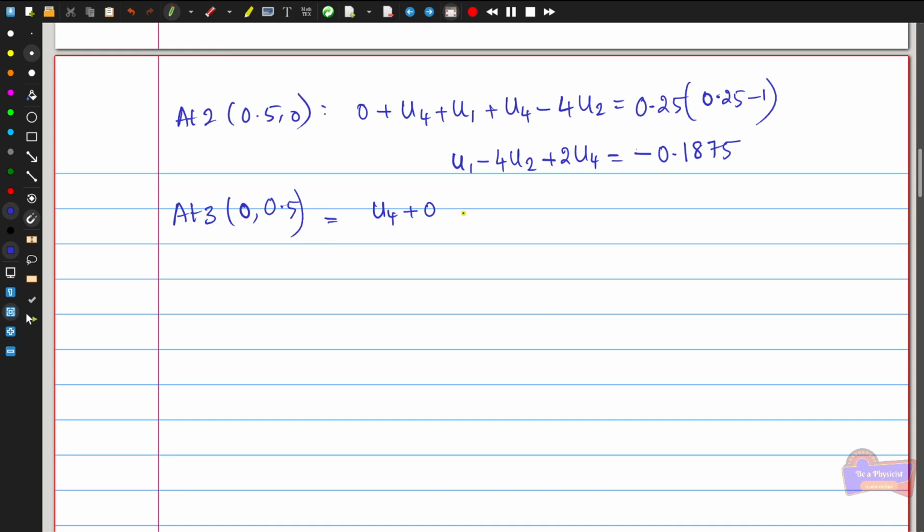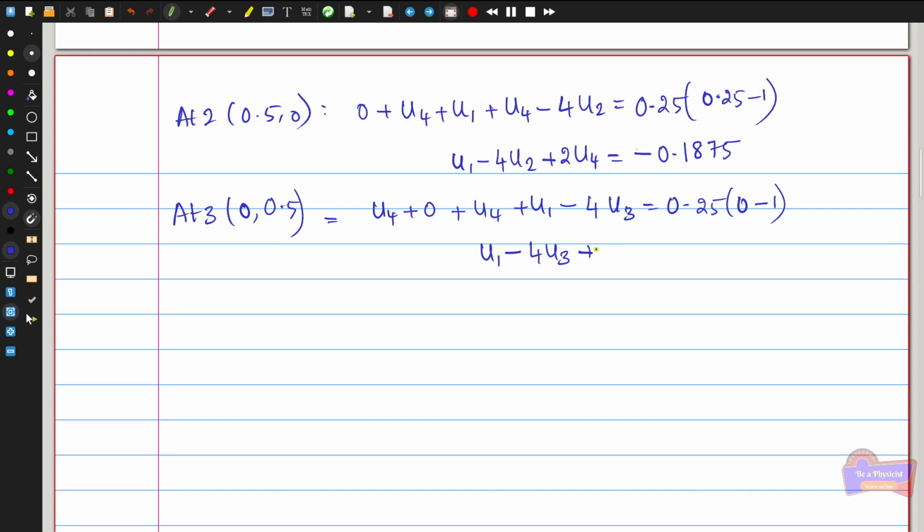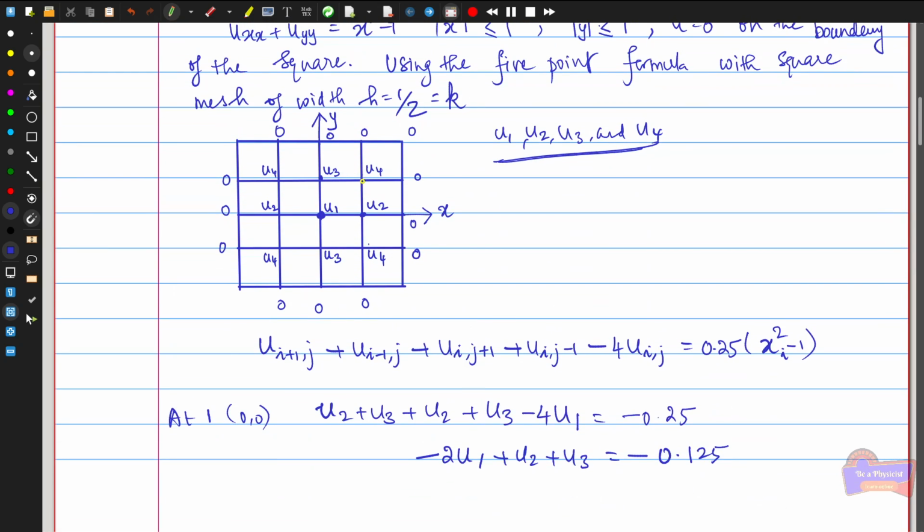So I get u4 plus 0 plus u4 plus u1 minus 4 times u3, which is equal to 0.25 times (0 minus 1), because the x value is 0 here. Further, I can simplify this equation as u1 minus 4 times u3 plus 2 times u4, which is equal to minus 0.25.